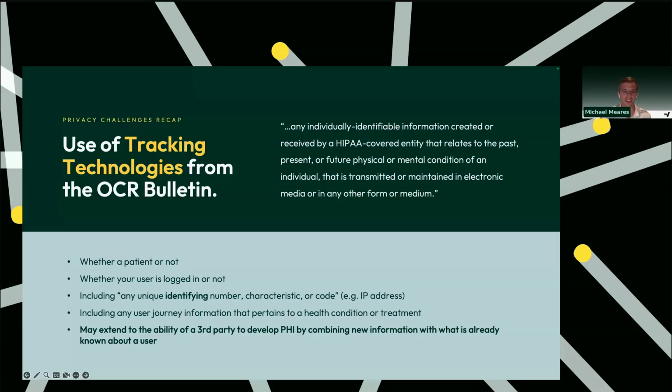It all comes back from this OCR, Office of Civil Rights guidance, which fundamentally redefined PHI on digital. The definition at the top right of this is: potentially HIPAA PHI is any individually identifiable information created or received by a HIPAA covered entity that relates to the past, present, or future physical or mental condition of an individual that is transmitted or maintained in electronic media or in any other form or medium.